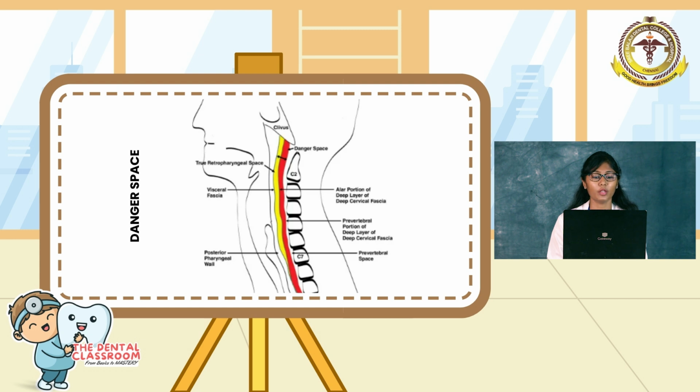This space is filled with loose areolar connective tissue and closely associated with vital structures like vena cava, aorta, thoracic duct, trachea and esophagus. Because of its direct communication from the neck to the chest, infections in this space can rapidly become life-threatening, making early diagnosis and management critical.